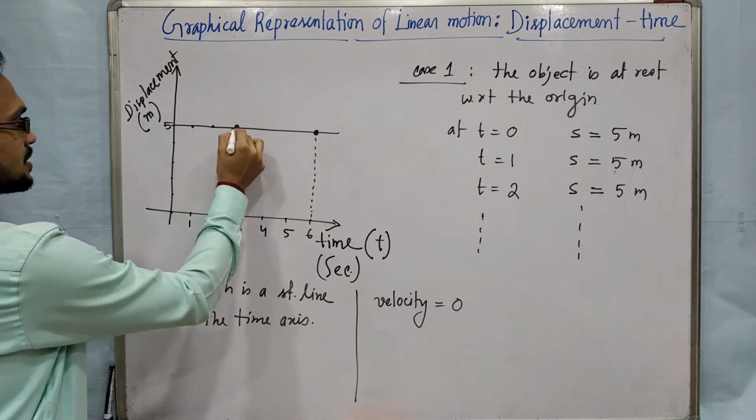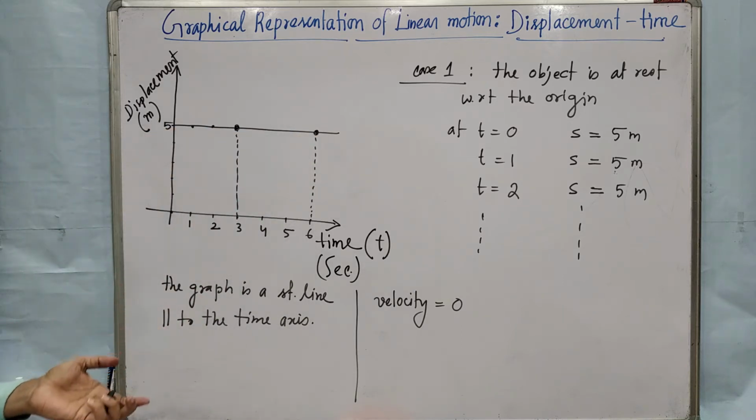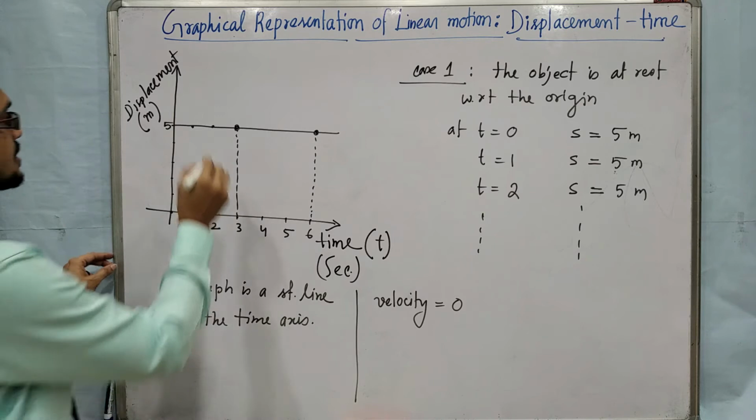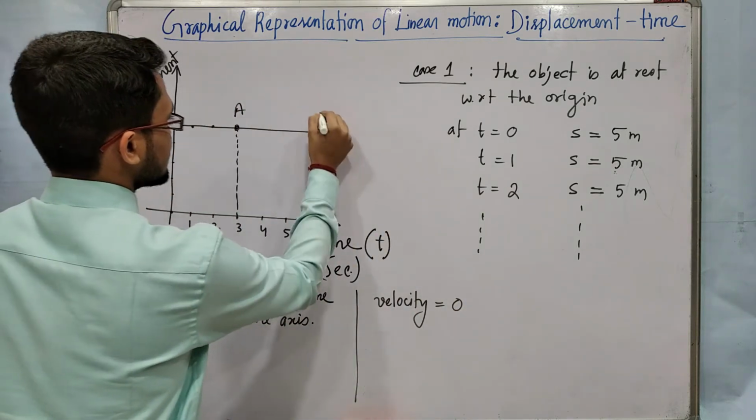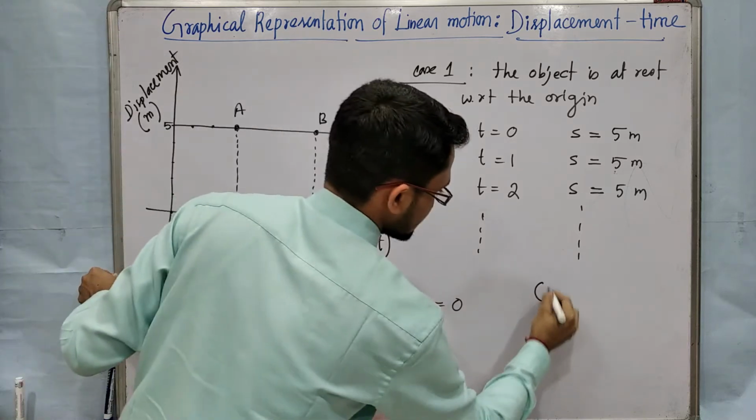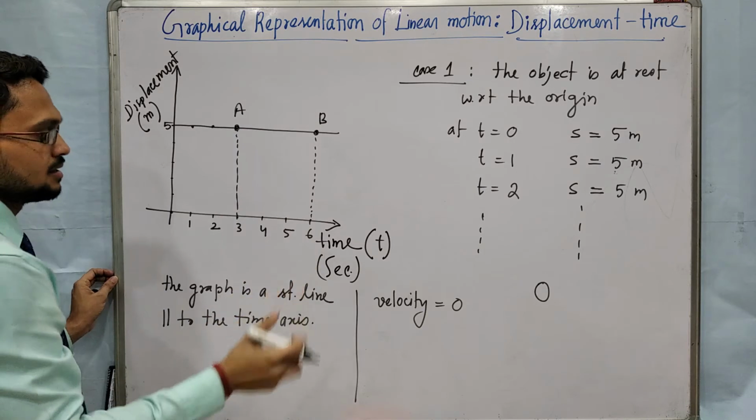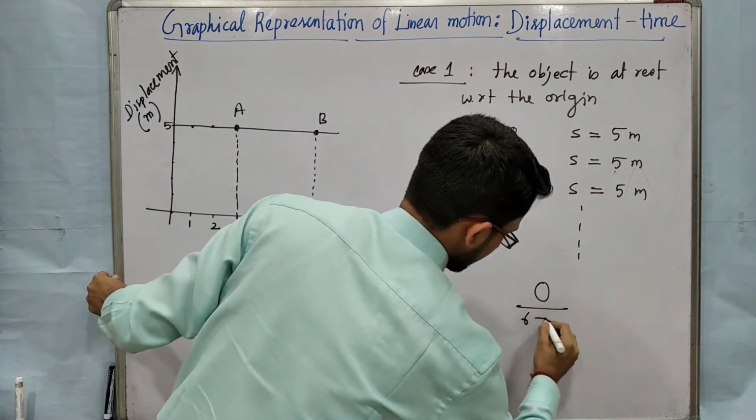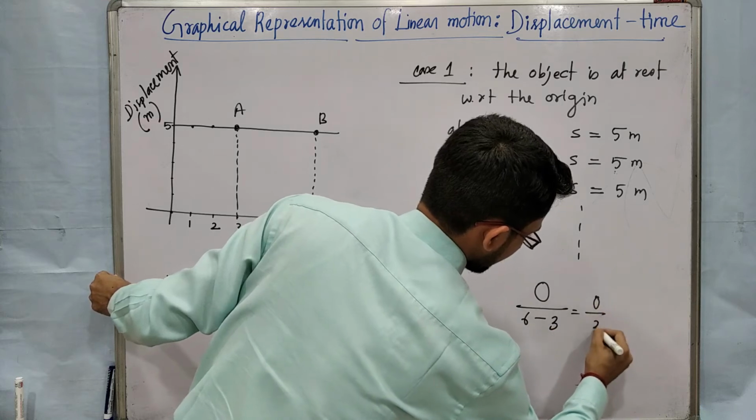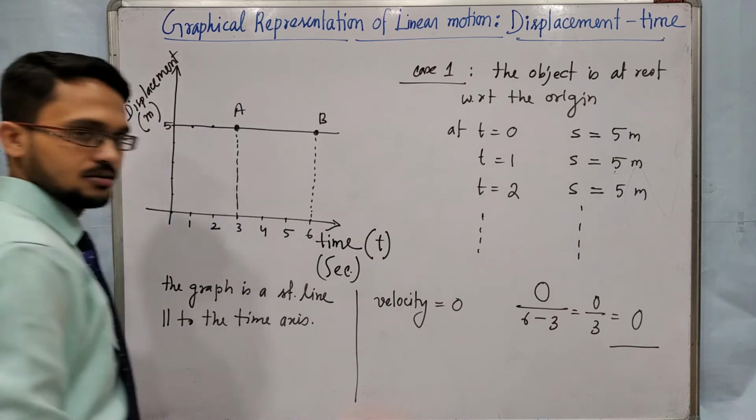This point represents 5 meter, this point also represents 5 meter. So what is the difference between them? That means between the points A and B, displacement is 0. There is no difference. This is also 5 meter, this is also 5 meter. Here time difference is there, 6 minus 3. So it is 0 by 3, it will be 0. So velocity is 0. Okay.